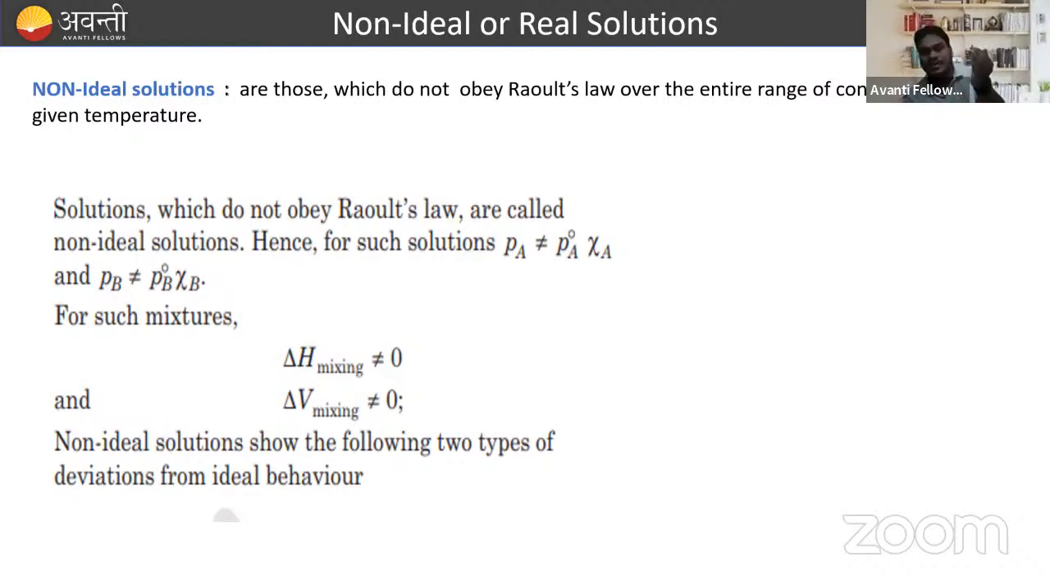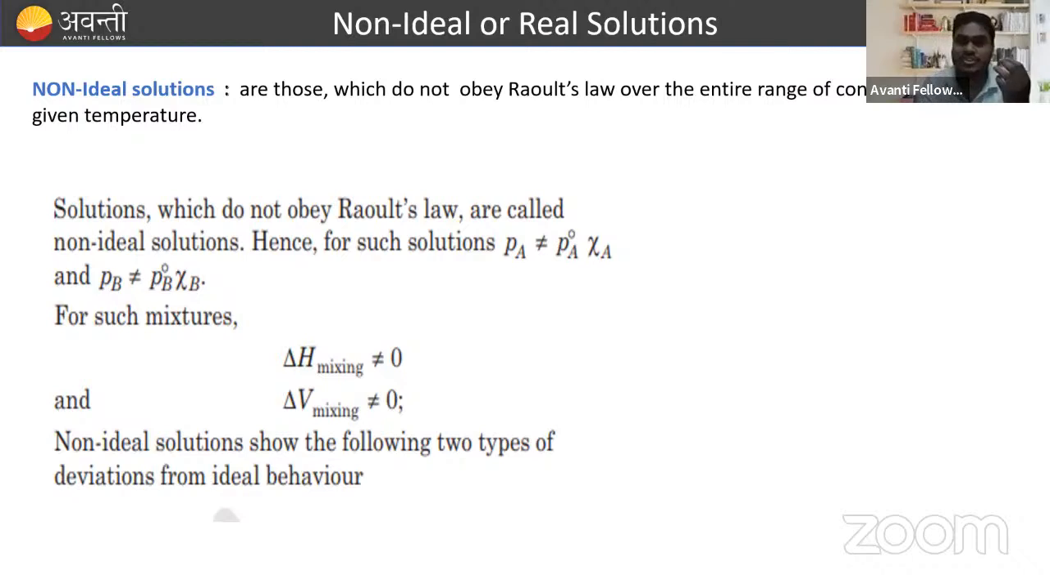Either it will be more than this or it will be less than this. Only two options arise, beta. Either it will be more than this or it will be less than this. So upon these two categories only, we classify non-ideal solution into two types: that is positive deviation and negative deviation.